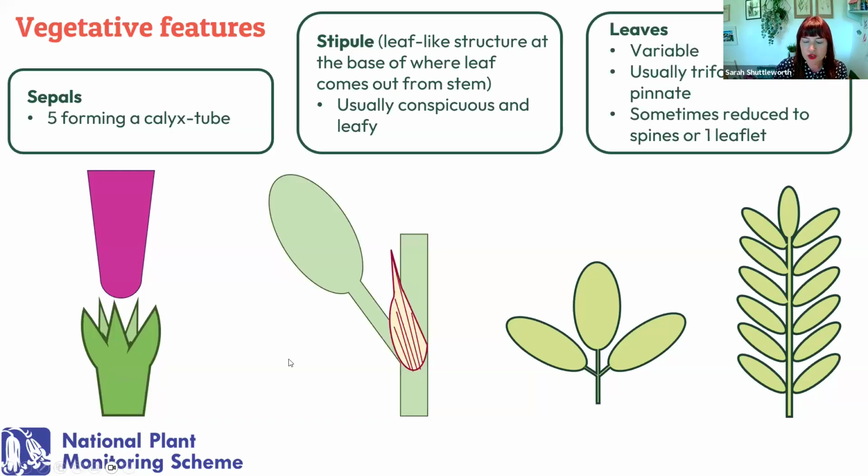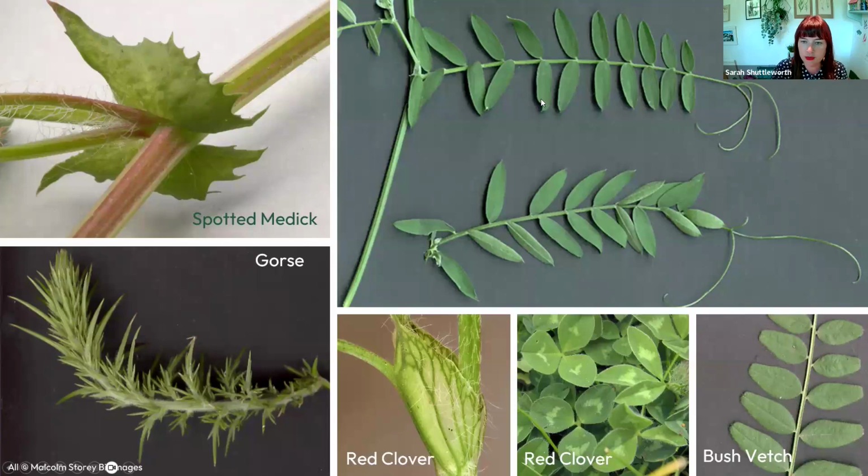Then the leaves themselves are actually quite variable. However, in so many of the pea family, they are quite often trifoliate, which means they are made of 3 leaflets, just like in the clovers like this. Or sometimes they are pinnate, which means that they have the single stem up the middle, and then they've got all these individual leaflets on either side. Let's look at some real life examples.